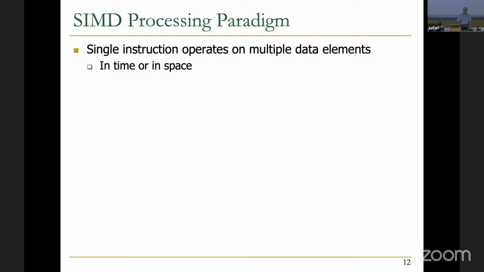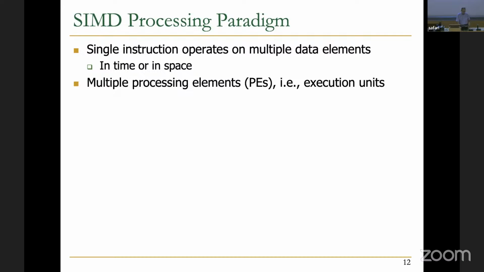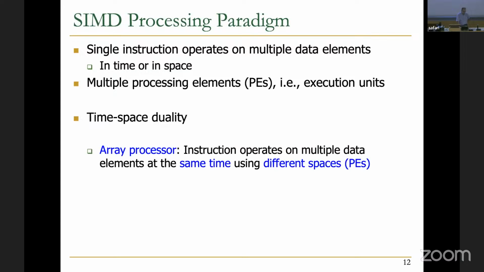But your parallelism can also be in space, which means you're going to have multiple elements of a similar thing, like multiple addition units, multiple multiplication units, or multiple fetch units and decode units, and you're going to use them in parallel. This is essentially what we are using in GPUs, for example, or in multi-core systems. We're going to see more about these parallelisms in time or in space in this lecture. So essentially we have multiple processing elements, and we have this time-space duality.